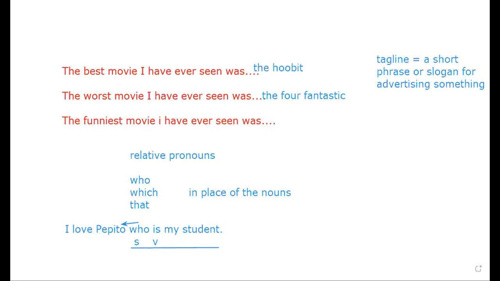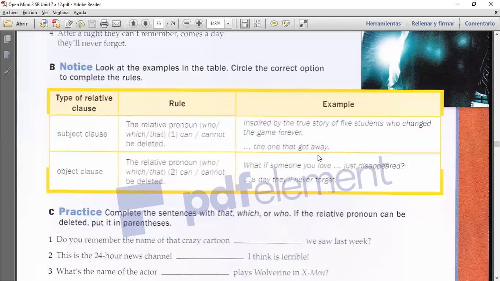Okay. So now we have these kinds of examples, what you were saying. Inspired by the true story of 5 students who changed. Yeah, a relative subject clause cannot be deleted. What about the object clause? Let's continue clarifying this.